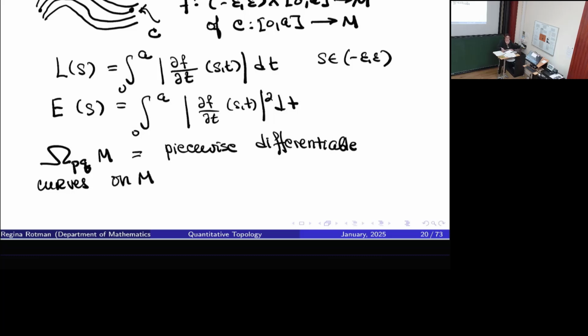that connect P and Q. So we're going to take P and Q in M, and we're going to consider all piecewise differentiable curves that connect them. And the critical point of the energy functional is going to be a geodesic connecting P and Q.